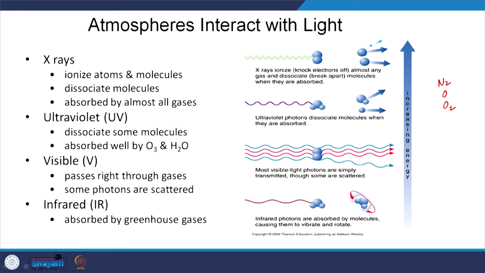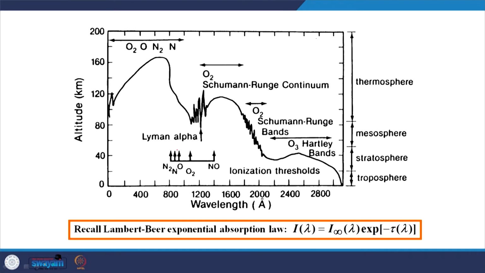So, what we have to understand is that these two parts are the ones which will be absorbed by almost all gases in the atmosphere. Now, you have the solar radiation traveling from the top downwards towards the ground.